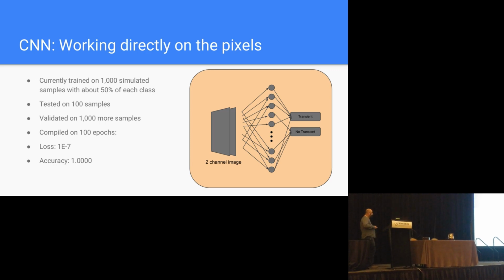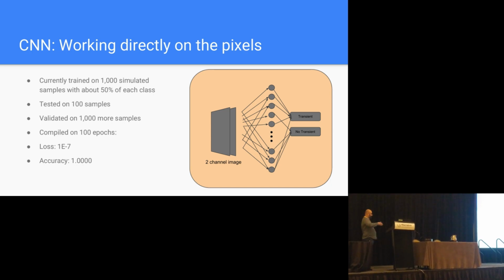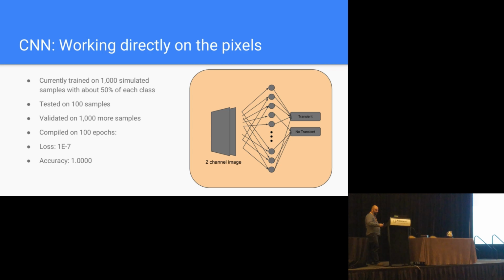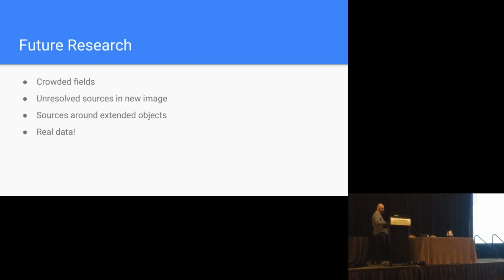On the architecture of the CNN, we basically put the two images in a two-channel image as the input layer, and then we add a hidden layer and two activation layers, one behind the first one, and another one behind the final layer that gives the final classification. So this is a very preliminary result, but it's promising. I think this could be refined a little bit more, and we could use this during O3.